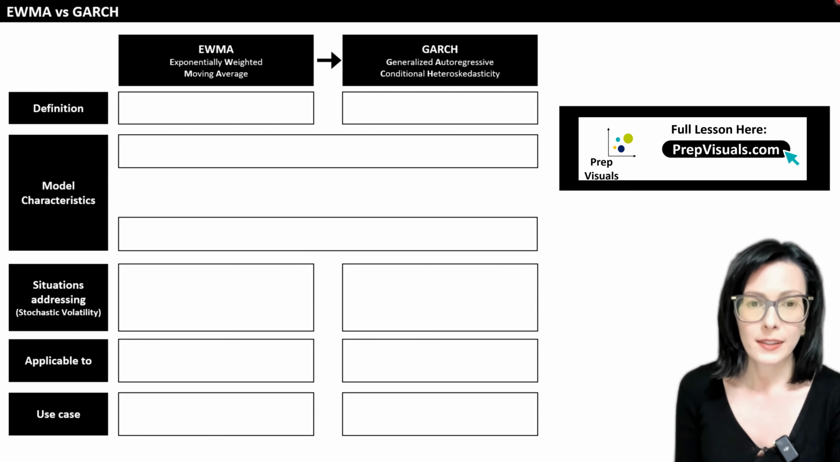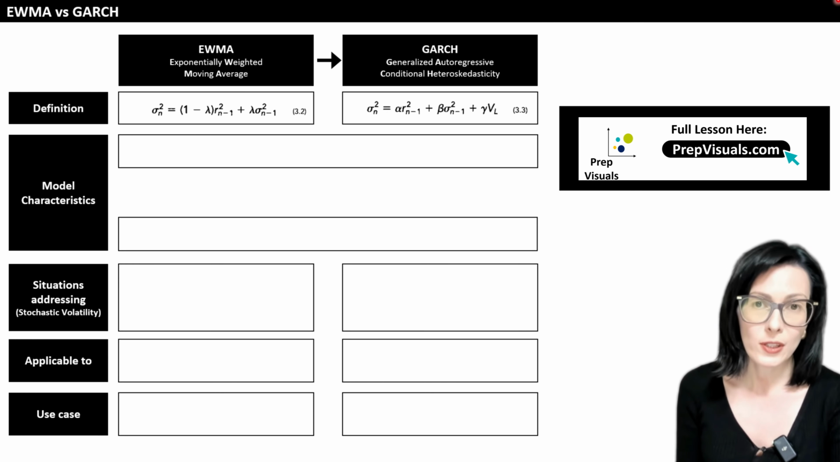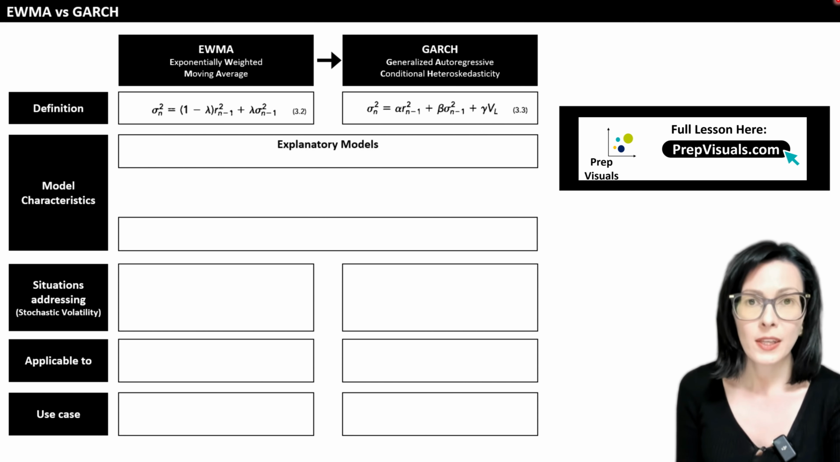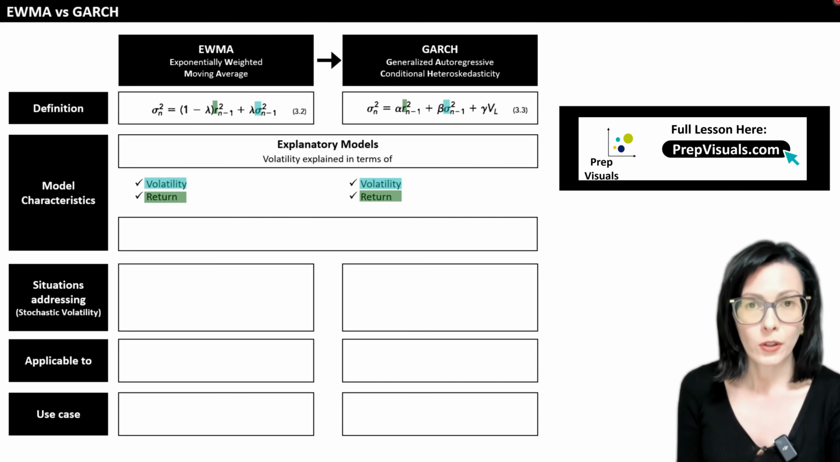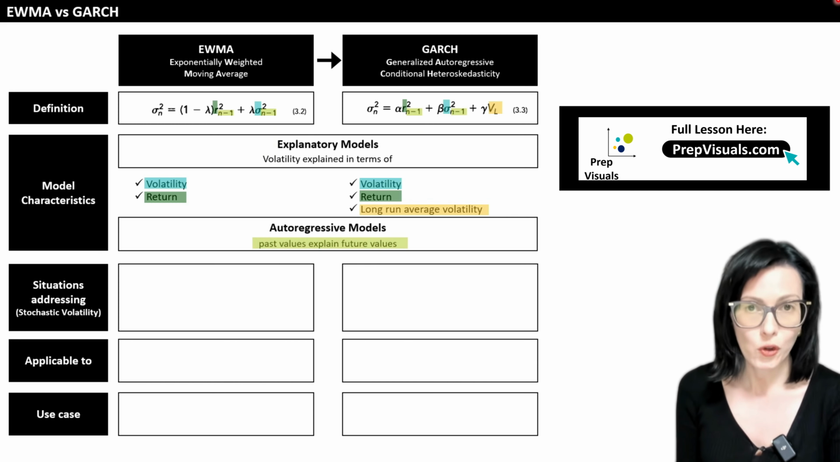In terms of the definition, this is how the curriculum defines the EWMA model, which is Formula 3.2 in the curriculum, and this is how the curriculum defines the GARCH model, which is Formula 3.3 in the curriculum. And in terms of the similarities, which is about the model characteristics, I want you to be aware that both of the models are explanatory models, meaning that the volatility is explained in terms of the volatility, the returns, and in the case of the GARCH model, the long-term average volatility. And the second similarity is that both of these models are autoregressive models, meaning that past values can explain future values.